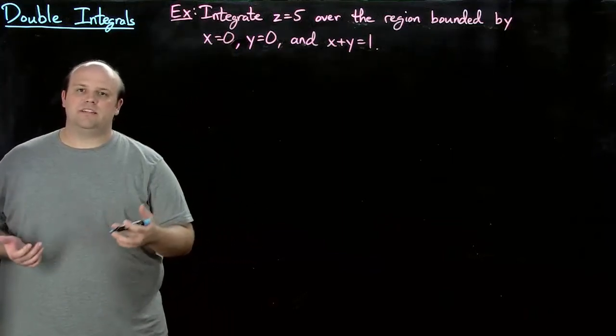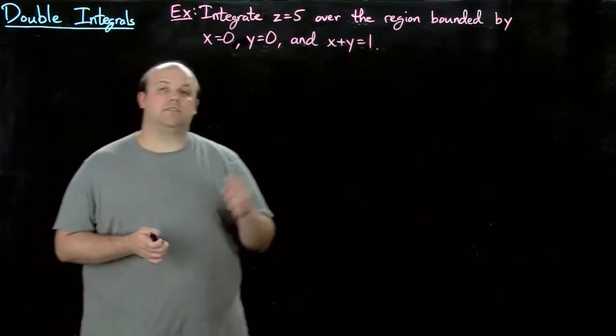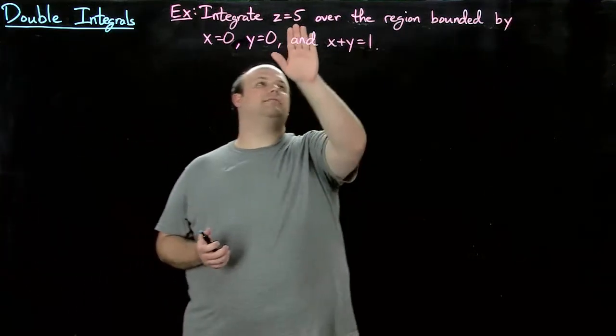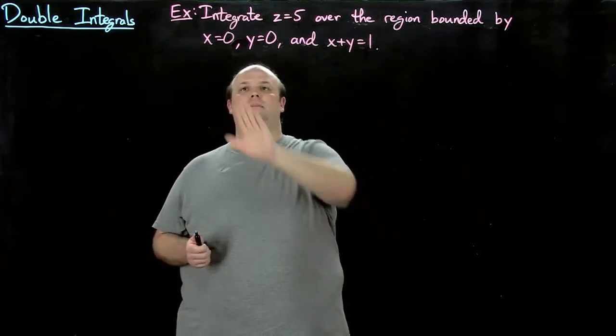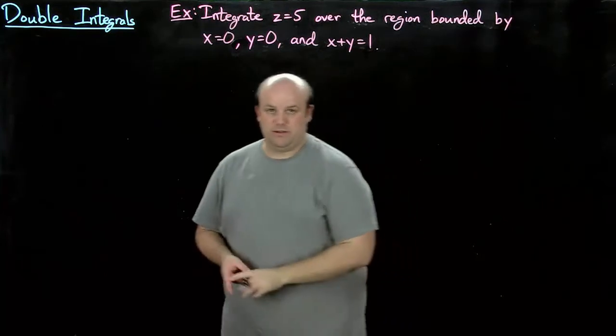All right, so now let's try doing another type of double integral. Here we're asked to integrate z equals 5 over the region bounded by x equals 0, y equals 0, and x plus y equals 1.